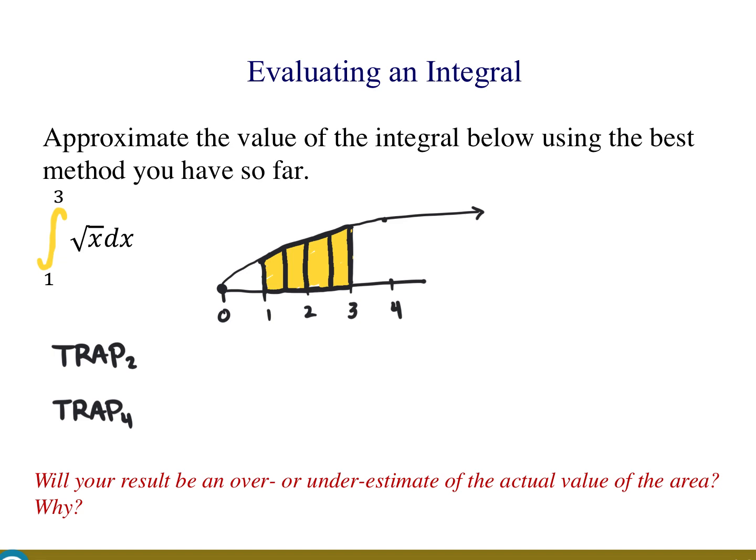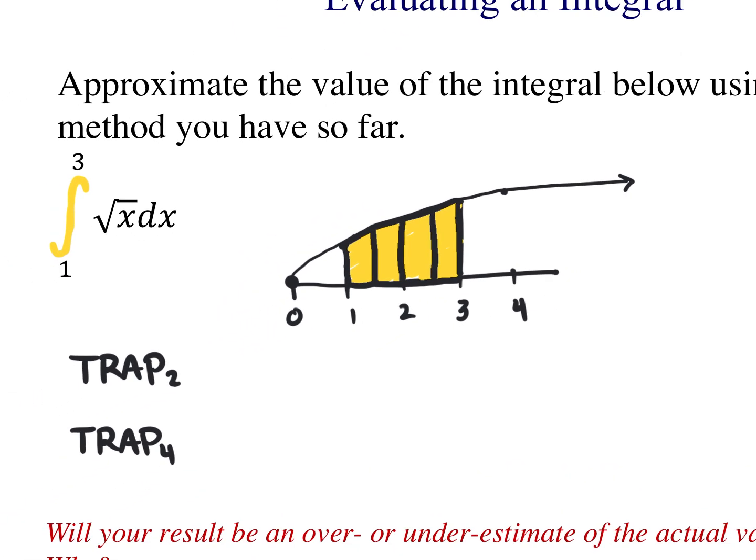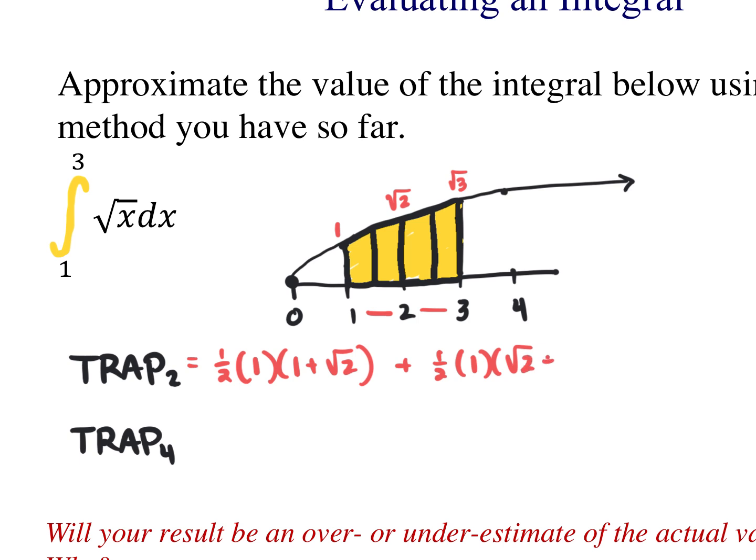All you have to know is what these values are according to the square root. We know that this is 1, so then this is going to be the square root of 3, which will be a decimal value, and this will be the square root of 2 as a decimal value. If you decide to do trap 2, that's all you'll need. So my first trapezoid would be 1/2, the base from 1 to 2 is 1, and the heights are 1 plus rad 2. The second trapezoid would go from 2 to 3, with a base of 1, and the heights would be rad 2 plus rad 3.